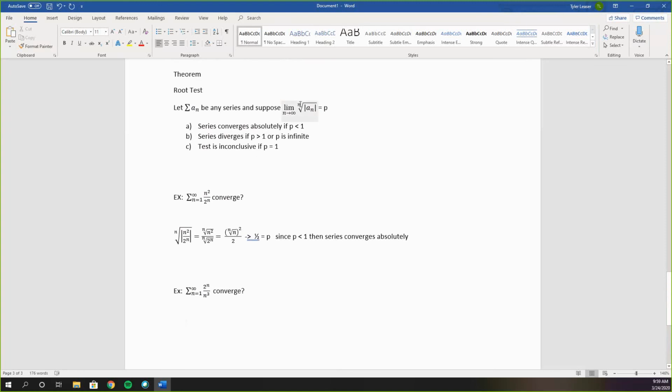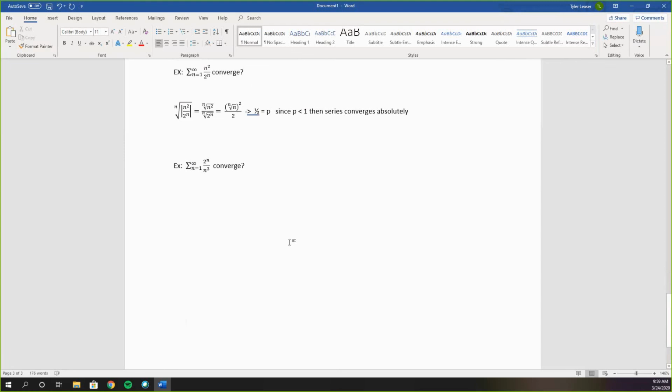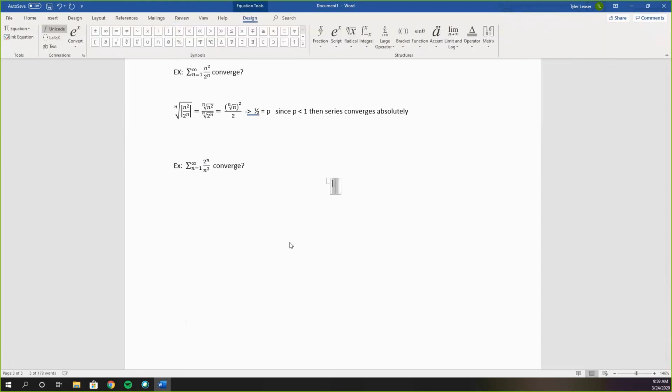So we have to take the limit as n goes to infinity of the nth root of the absolute value of the nth term. Let's not worry about the limit yet, let's just look at the nth root. The nth root of the absolute value of 2 to the n divided by n cubed. I didn't have to write the absolute value here because I already know that these terms are all positive. We're going to do the same thing here. We're going to take the nth root of the numerator and the nth root of the denominator.